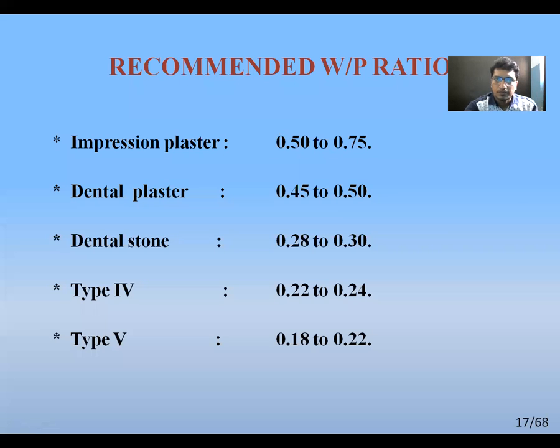So impression plaster has the highest water powder ratio, that is 0.5 to 0.75. Dental plaster is 0.45 to 0.50. Dental stone is 0.28 to 0.30. Type 4 is 0.22 to 0.24. And type 5 is 0.18 to 0.22. Again, this is an MCQ question. In any of these, they will ask what is the water powder ratio of dental plaster or dental stone, and the amount.